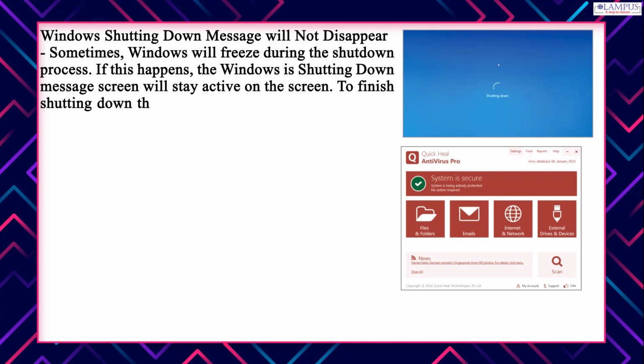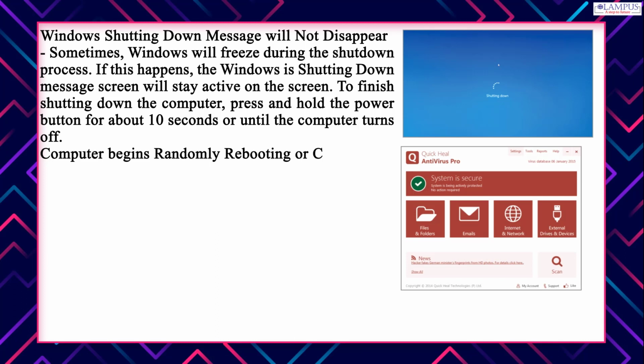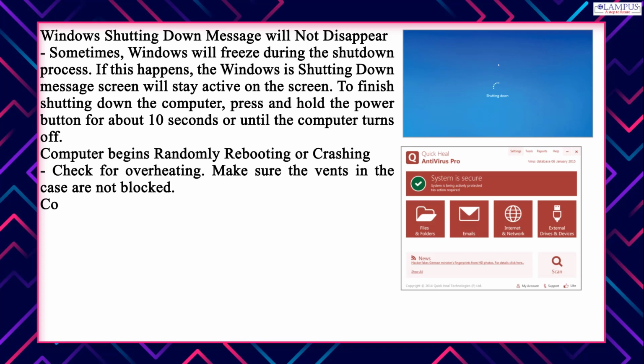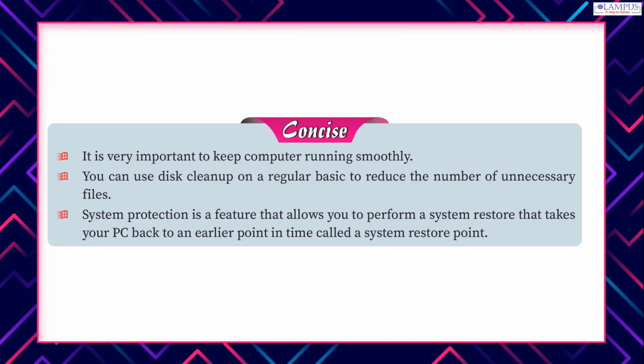To finish shutting down the computer, press and hold the power button for about 10 seconds or until the computer turns off. Computer begins randomly rebooting or crashing. Check for overheating. Make sure the vents in the case are not blocked. Confirm that there is good airflow around the computer. Update the antivirus software and scan for viruses.